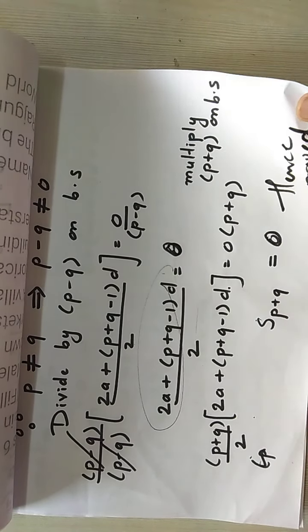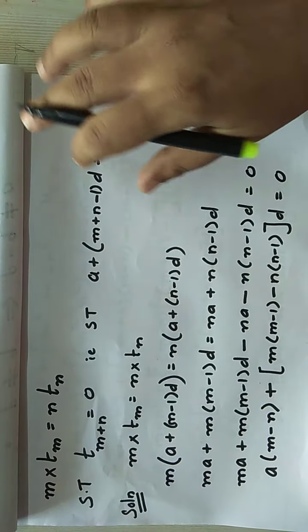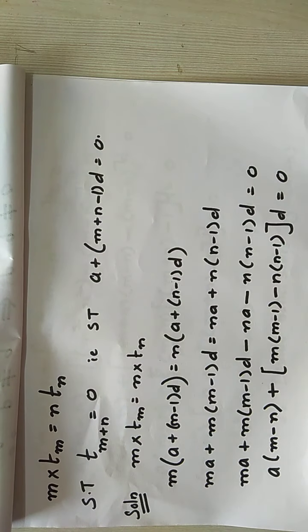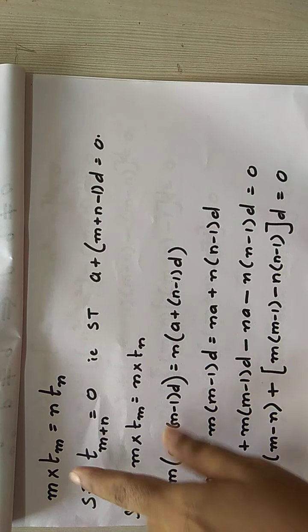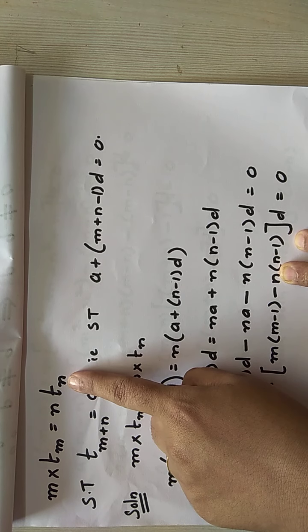Question number 12. If you are not able to understand this sum, kindly skip it and solve the remaining sums of the lesson, children. This sum should be solved last, when you are very thorough with the lesson. Now the next sum is: m times the mth term is equal to n times the nth term.